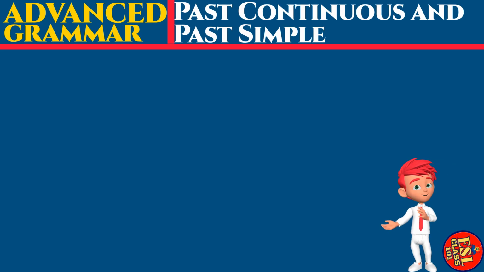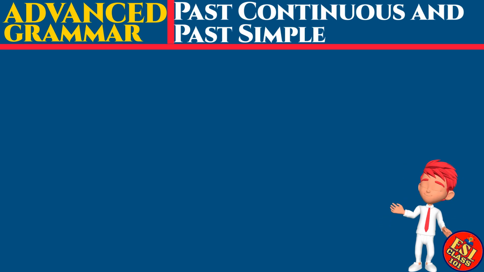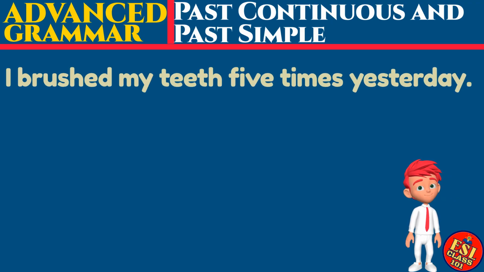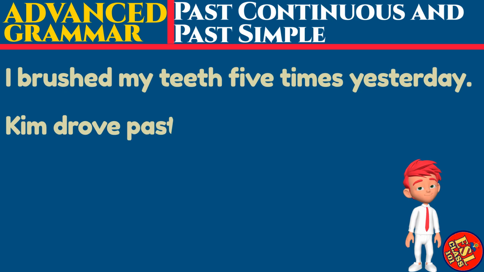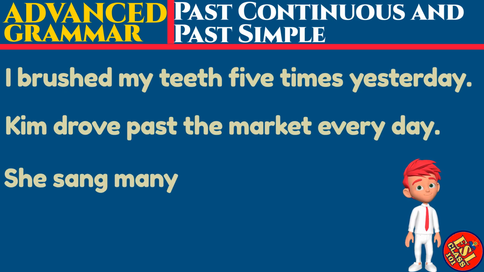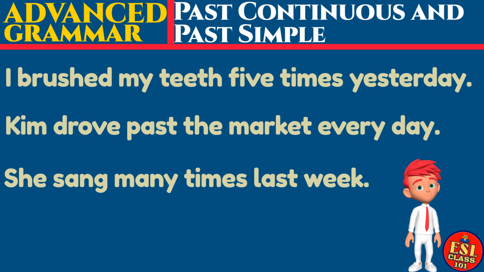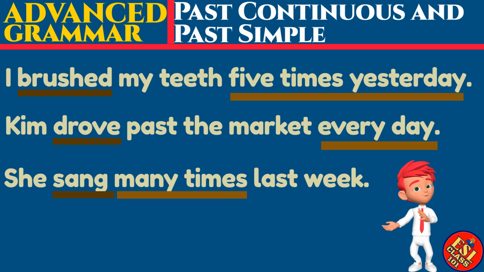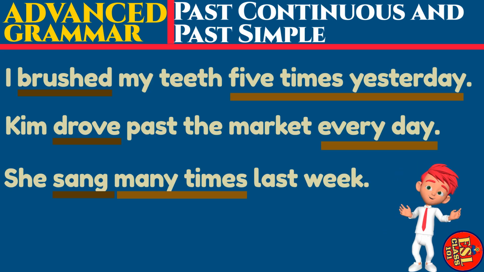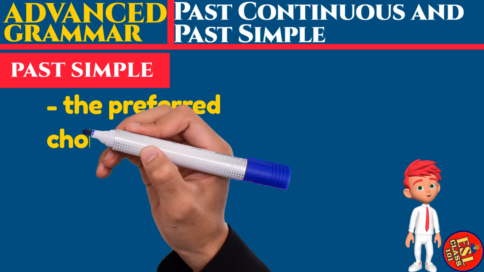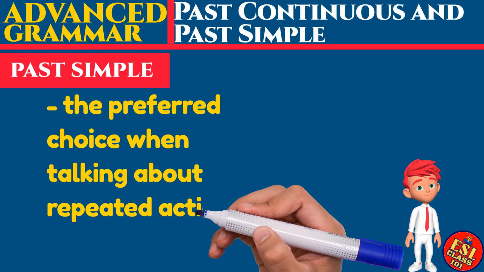Let's begin our discussion. Read and analyze these sentences. As you can see, all these sentences describe repeated past actions, so we use the past simple with each one. Typically, the past simple is the preferred choice when talking about repeated actions in the past.